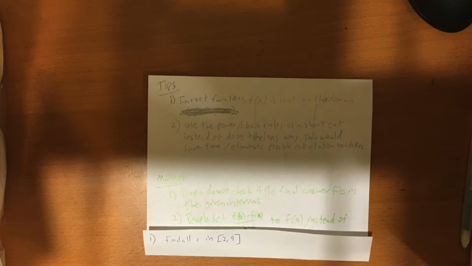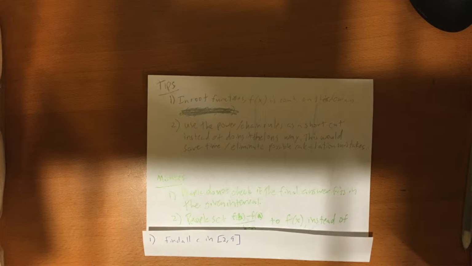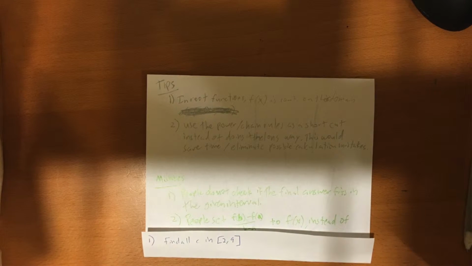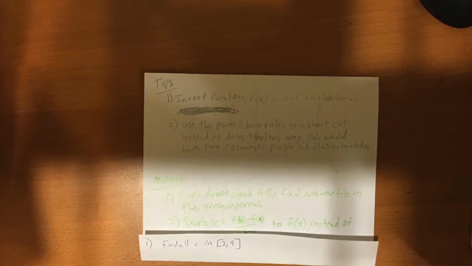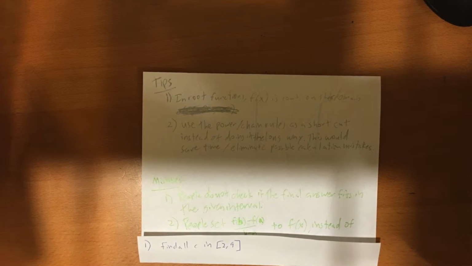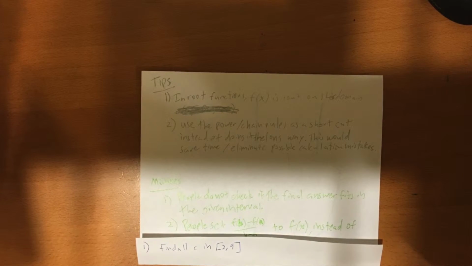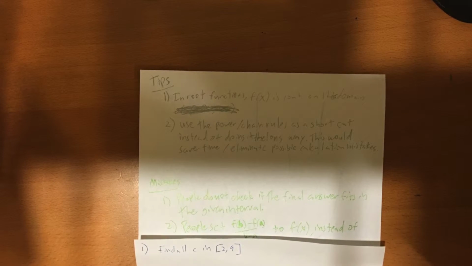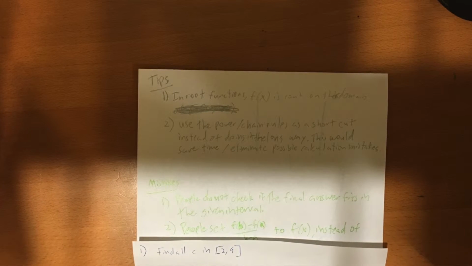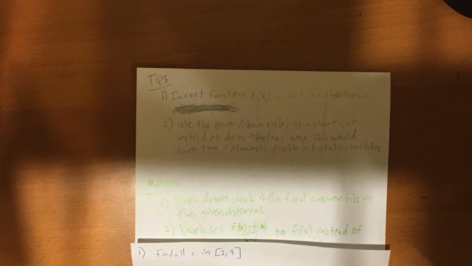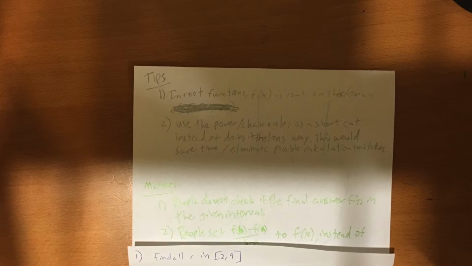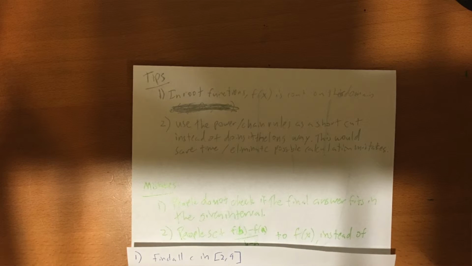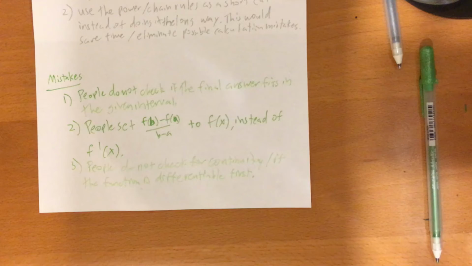Here are some tips on how to apply the mean value theorem correctly and efficiently. So the first thing you're going to want to know is that in root functions, f of x is continuous on their own domains. That will save you a lot of time. It also helps if you use the power or chain rule when needed as a shortcut instead of doing it the long way. This would save a lot of time as well as eliminate possible calculation errors.